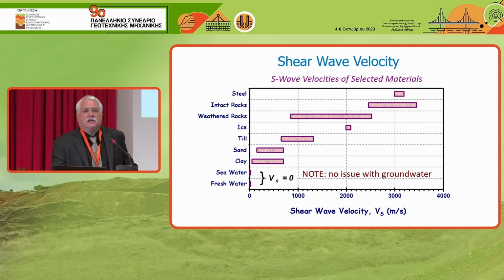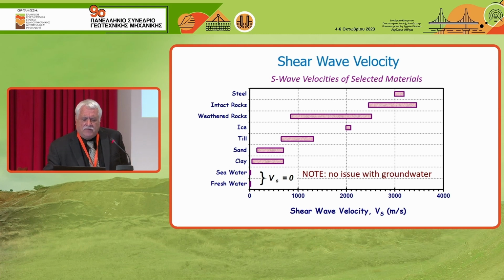It doesn't mean that the water table doesn't affect the reading, because the water table will affect the effective stress in the ground, and that in turn will affect the magnitude of the shear wave velocity. It's just that it won't get in the way of our ability to measure the shear wave velocity. So I find it very, very useful.